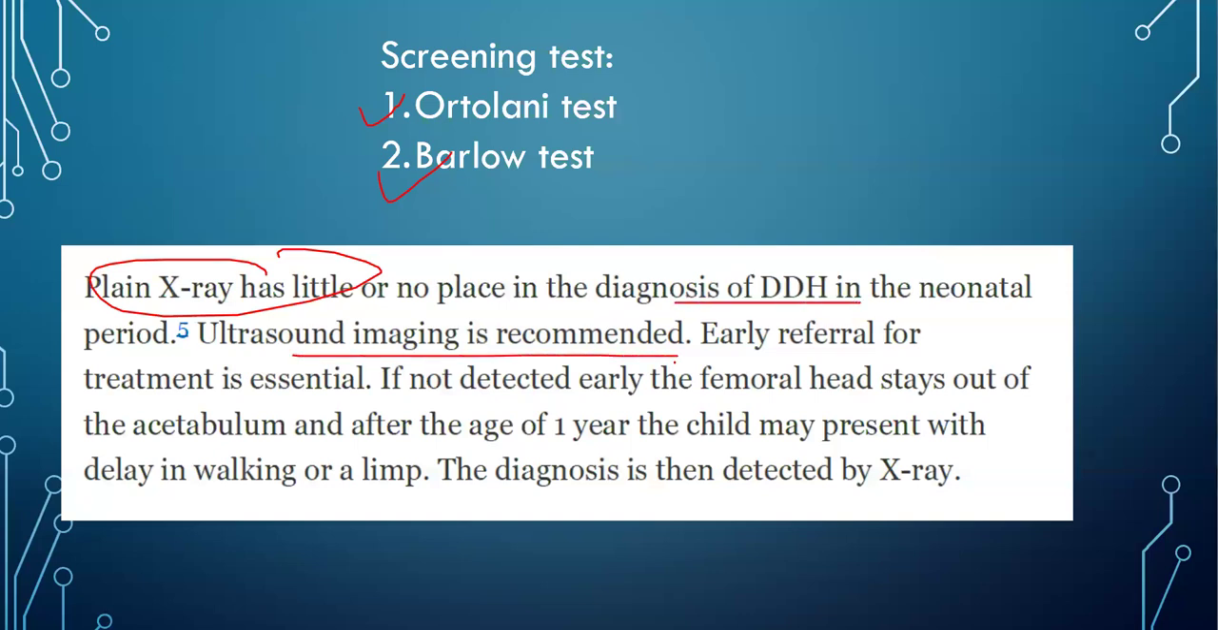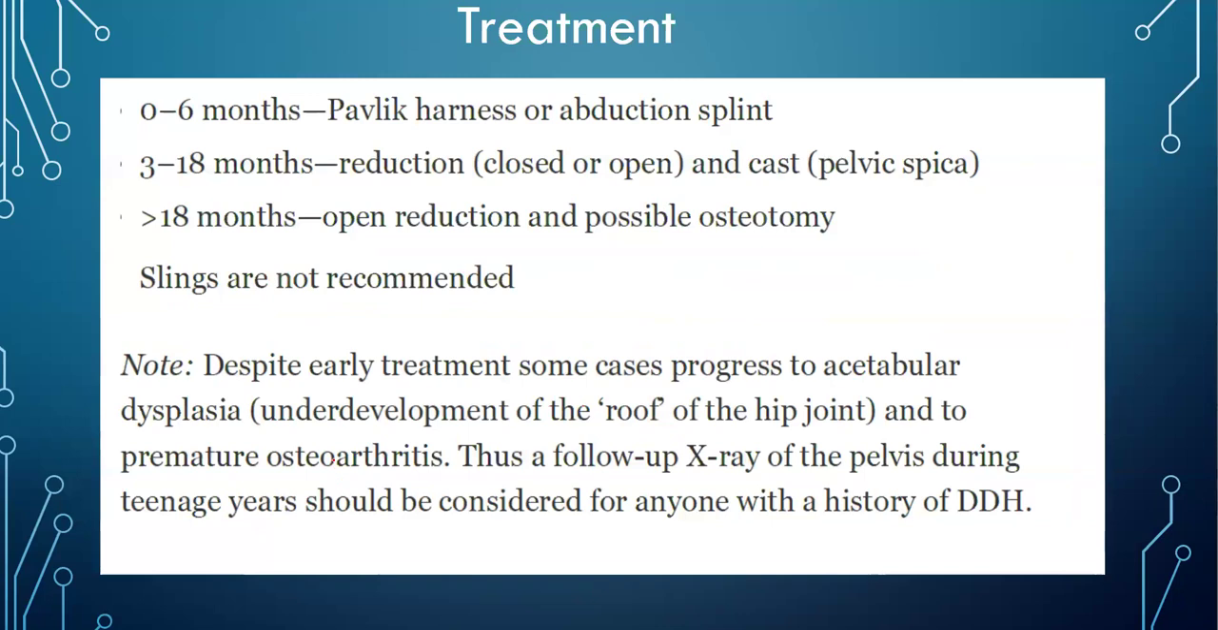Ultrasound is usually recommended. And if ultrasound confirms there is a possibility of DDH, you need to refer them to a pediatric orthopedic surgeon. Because if it is not detected early, the femoral head will stay out of the acetabulum, and after the age of 1 year, the child can have delayed walking. So delayed walking can be caused by this, and it is a very important thing not to miss.